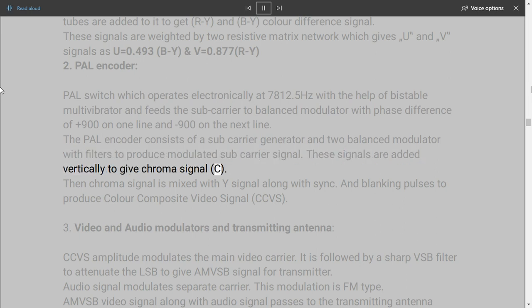Then the chroma signal is mixed with the Y signal along with sync and blanking pulses to produce the color composite video signal, CCVS.